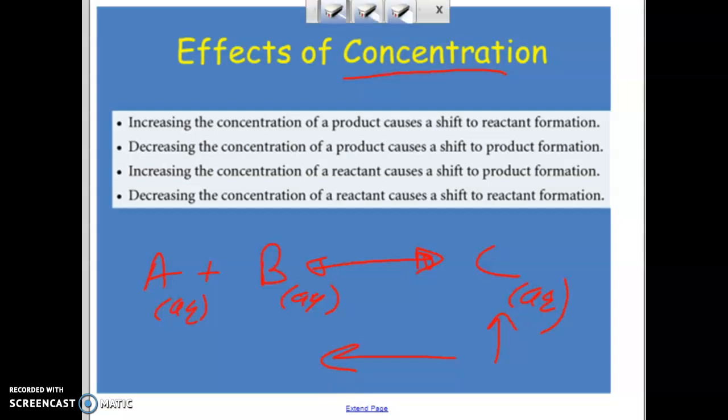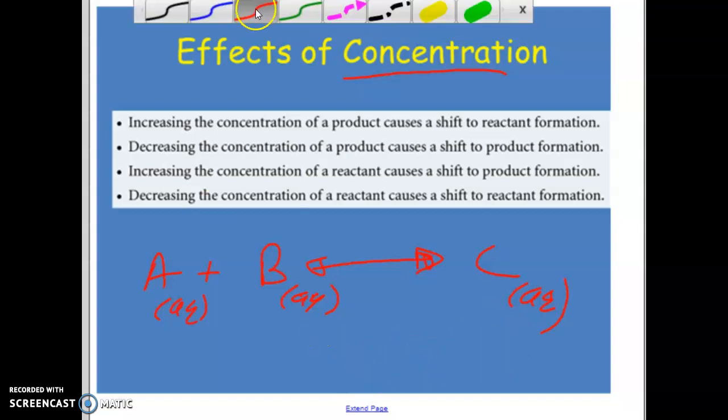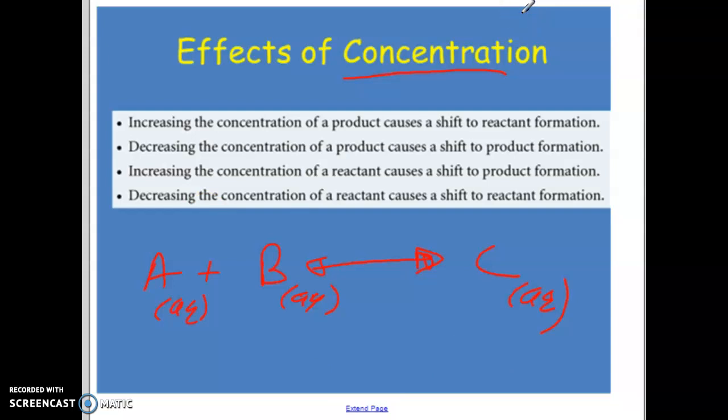So afterwards, can we just simply add in stuff? Well, no. What if we were to remove some components, right? So let's say I were to remove some A. Okay, so I'm going to have A decrease in concentration. Remember that the equilibrium wants to get rid of whatever change has just been made.